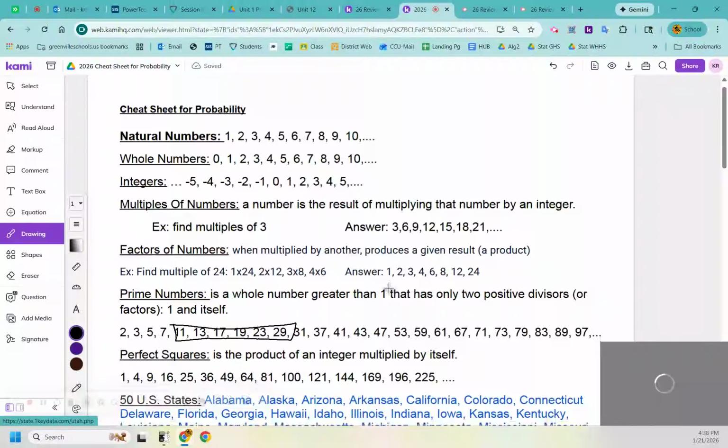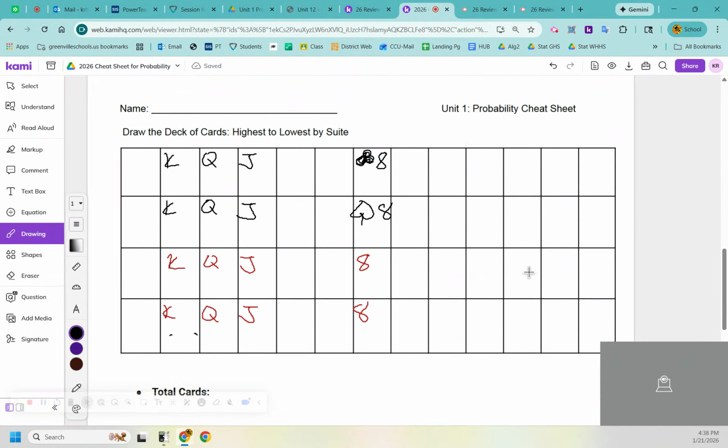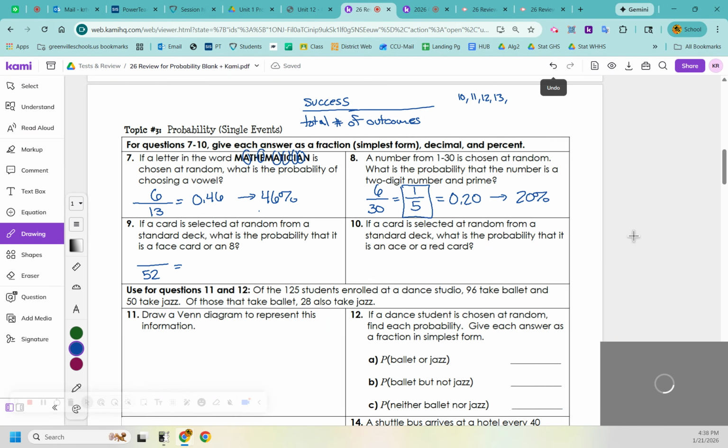So back to my cheat sheet, going to look at my cards. Here are my face cards. Hey, we've done this question. And then here are my 8s. So since it's or, it's any of those. So 3, 6, 9, 12, 13, 14, 15, 16. 16 face cards or 8s. And then that reduces to 4 over 13. As a decimal rounded, that would be 0.31, and times that by 100, that'd be 31%. It's telling me to do all 3 where I want it.